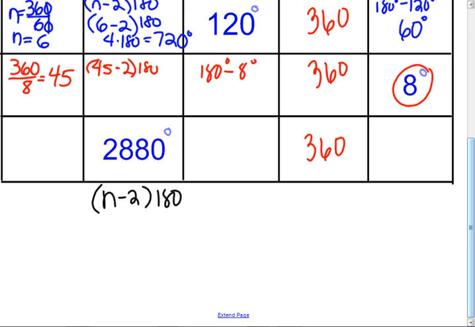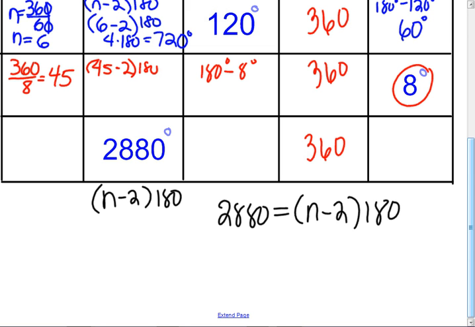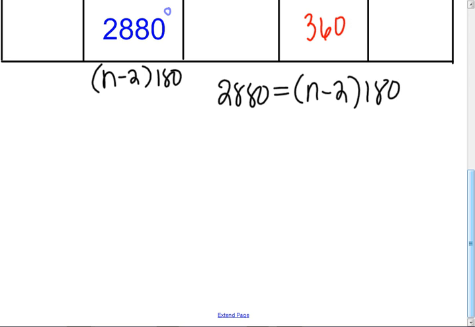You do 2880 divided by 180, and then add 2. Okay, here's the algebra equation. Because n is going to be a whole number, I know that 180 has to divide evenly into that. If it doesn't, I don't have a polygon, because you can't have half a side, right? So how many times does 180 go into 2880? It goes in there 16 times.